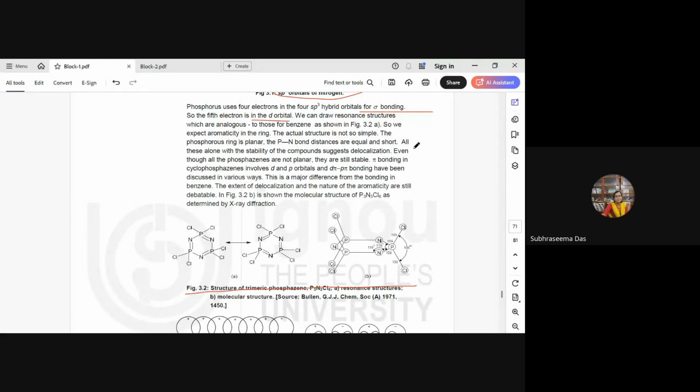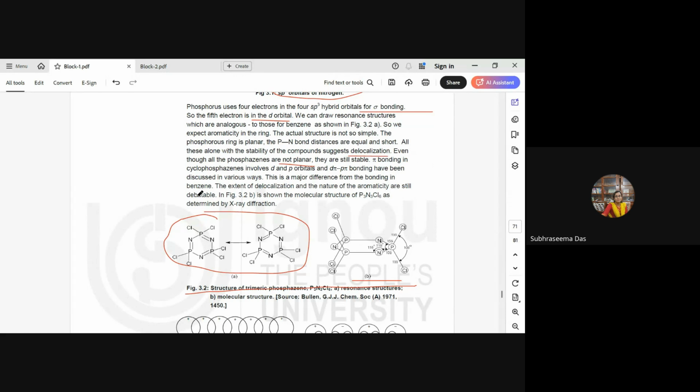When we look into these structures, we see a similarity to benzene, so we expect that it should be aromatic in nature. However, the actual structure is not very simple, and aromaticity does not arise here. The phosphorus-nitrogen ring is actually planar in nature, like the one shown in figure 3.2b, and the bond distances are equal and short. This, along with the stability of these compounds, suggests delocalization. Not all phosphazenes are planar, but still they are stable in nature.